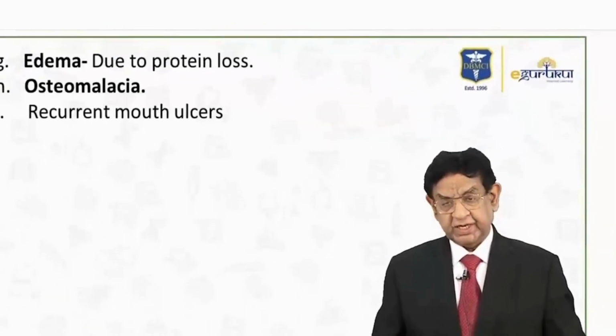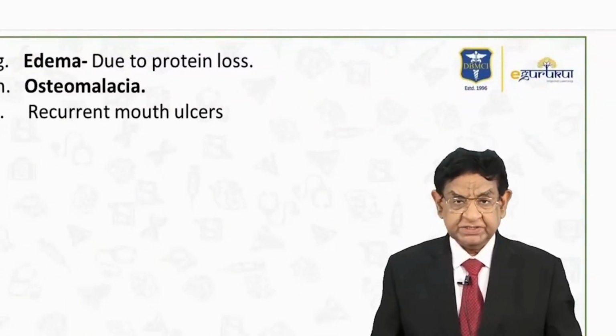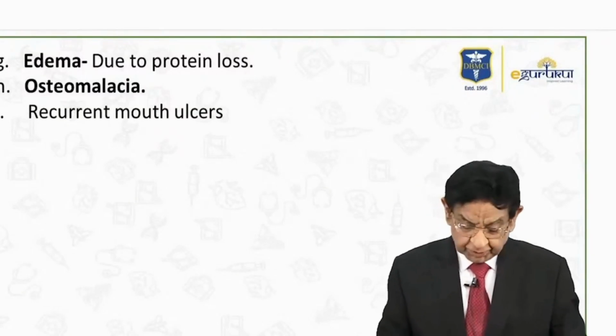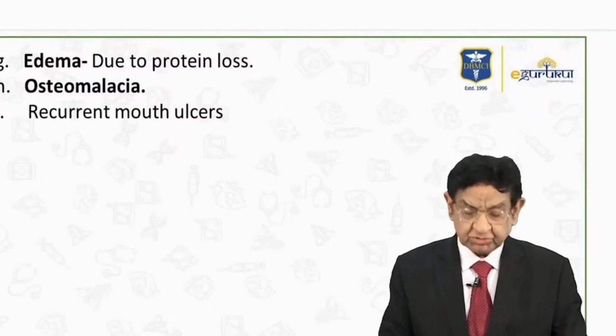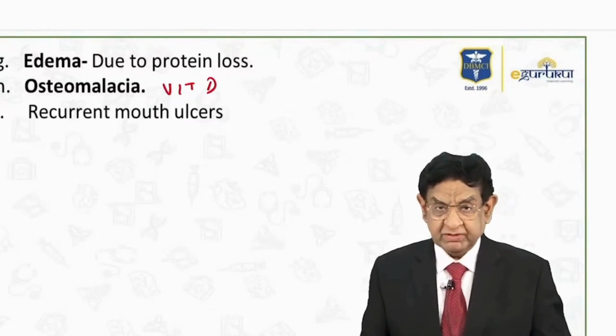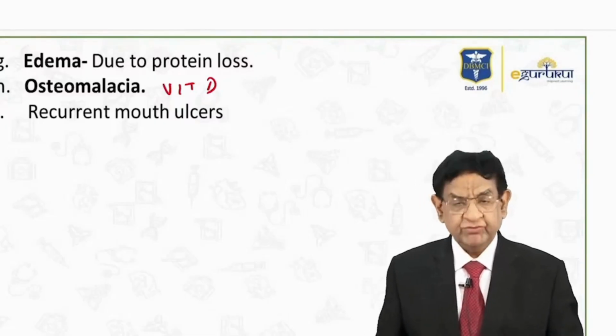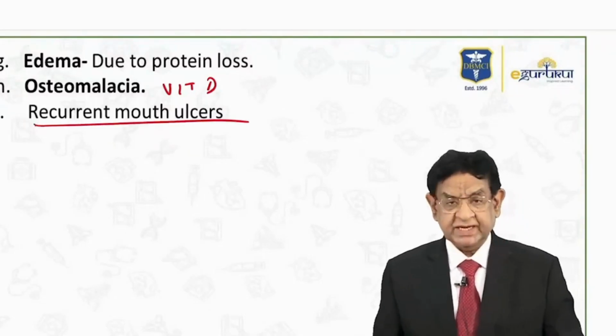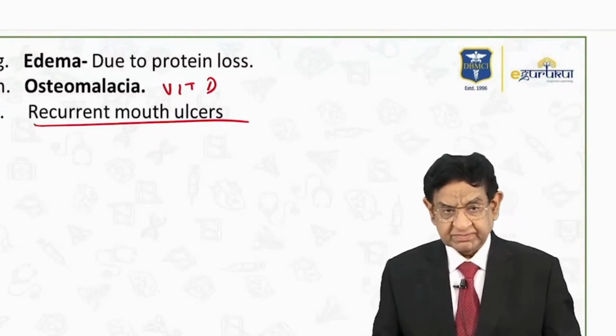Edema due to protein loss. We are having steatorrhea, and there is also malabsorption of protein. So that leads to hypoproteinemia and that leads to edema. Osteomalacia, why? Vitamin D is a fat soluble vitamin, so there will be deficiency of all fat soluble vitamins. And recurrent mouth ulcer again due to deficient vitamins.